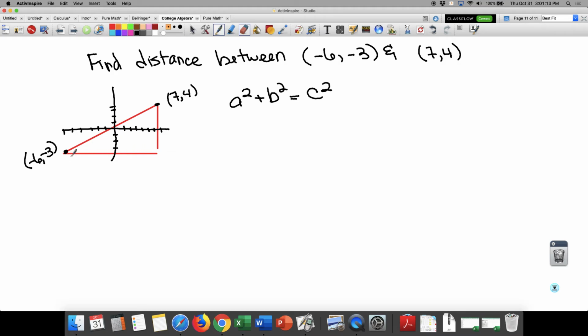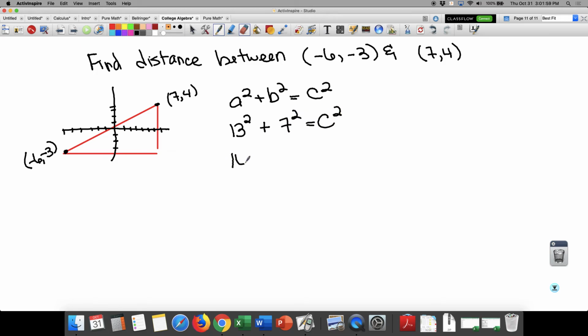So let's get the horizontal distance. If I'm going from -6 to 7, I'm going 6 to get to the 0, and then another 7, I'm going 13 total places. That's my horizontal distance, -6 to 7. Okay, and again, my little tick marks aren't perfect, but I'm wanting you to get the idea. Now, I want to go the vertical piece. So I'm going from -3 to 4. So when I go from -3 to 0, that's a movement of 3, a distance of 3. Plus I'm going another 4, so that's 7.